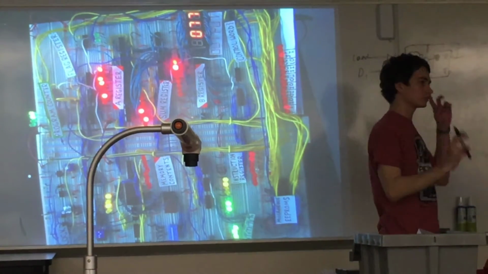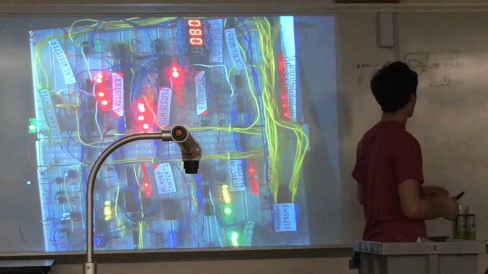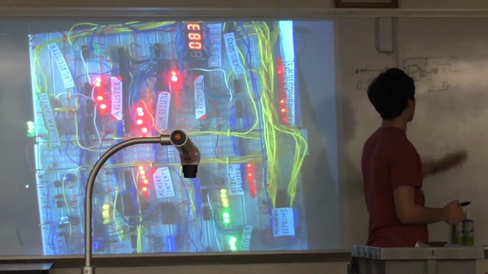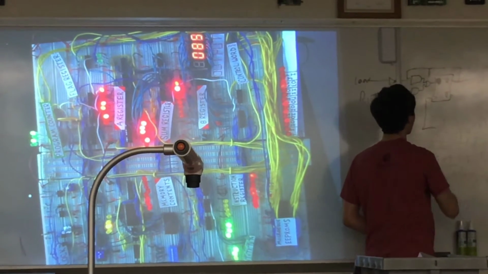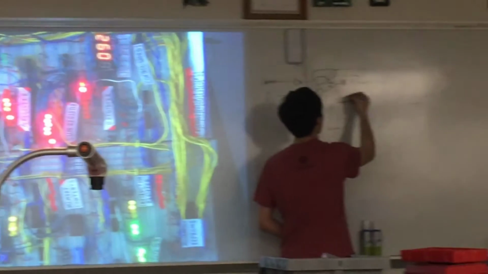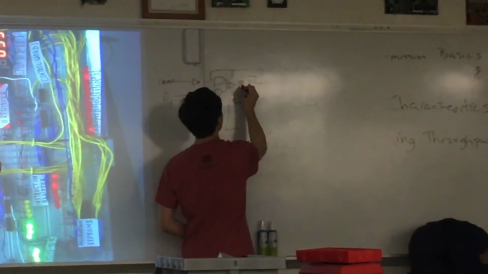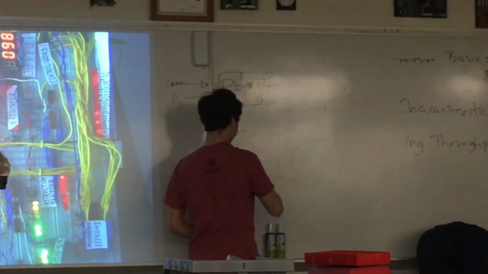Okay, so here's how a computer can store value. We have something called a flip-flop, okay? And what this does is it's going to store whatever value is in D, and it's going to send it over to Q.